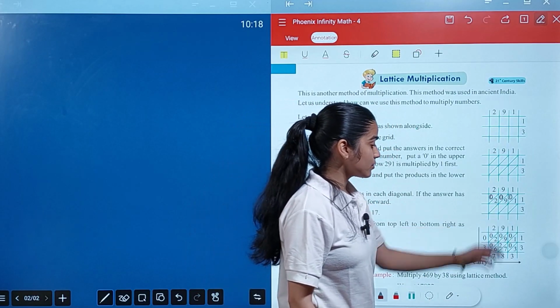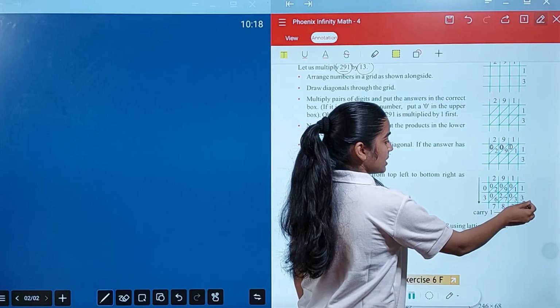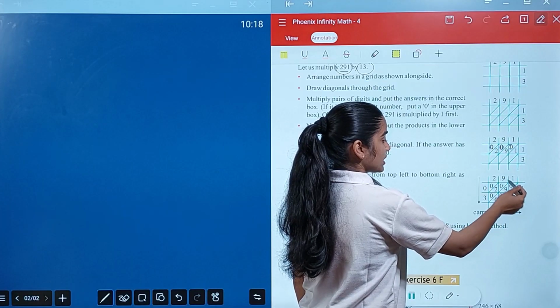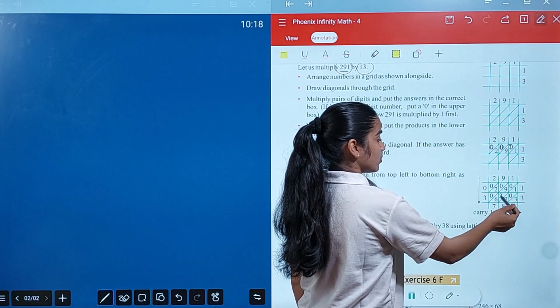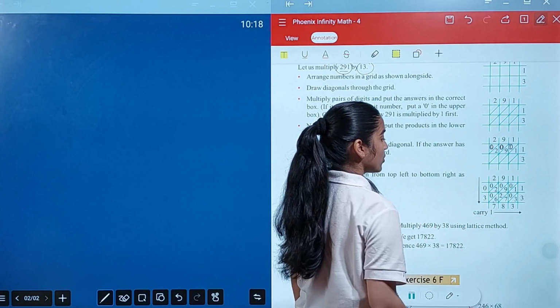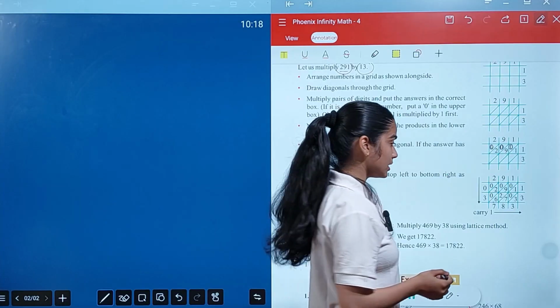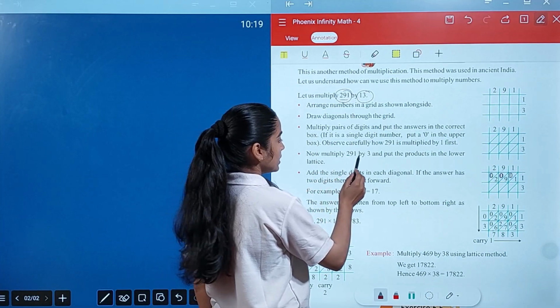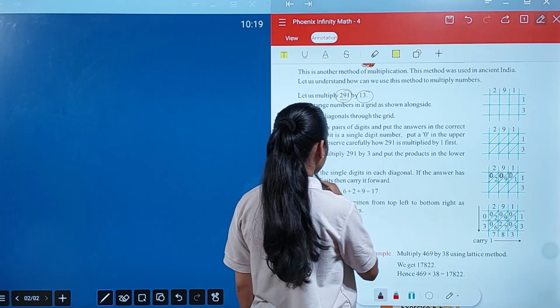After this we have 3. So again 3 multiplied by 1 is 3. 3 multiplied by 9 is 27, so you have to write 2, 7. And then 3 multiplied by 2 is 6. Now what you have to do is add it. So now multiply 291 by 3 and put the products in the lower lattice.